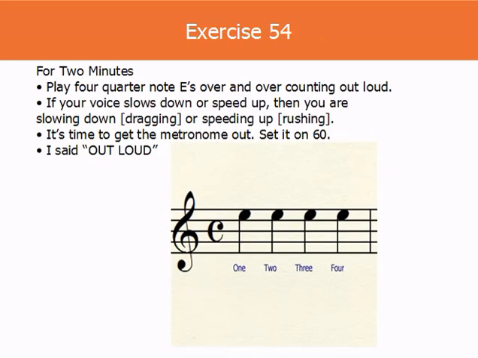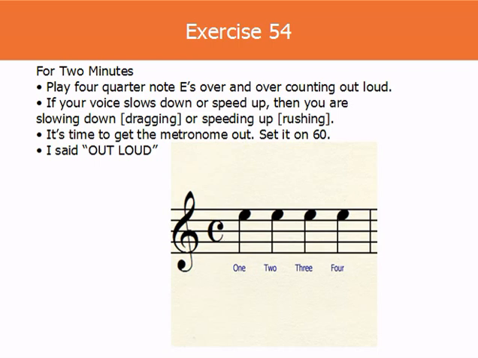Now, for 2 minutes, I want you to play 4 quarter note E's over and over, counting out loud. If your voice slows down or speeds up, then you are slowing down, dragging, or speeding up, rushing. It's time to get out the metronome and set it on 60. And remember, I said count out loud.